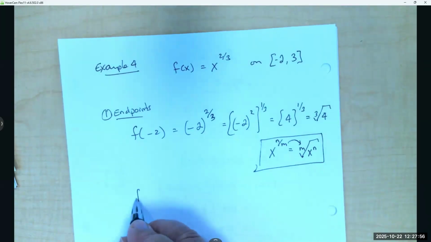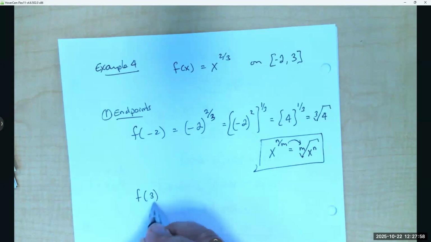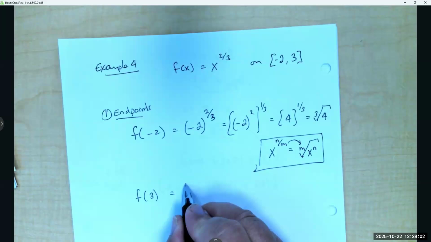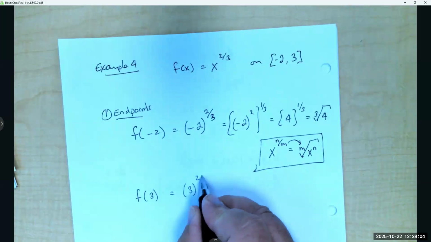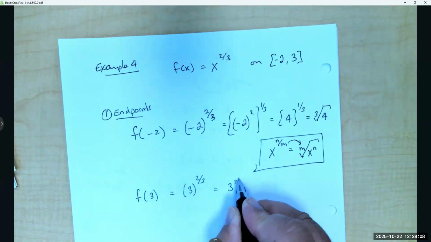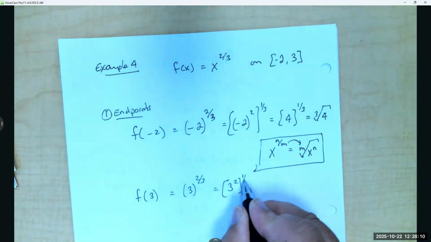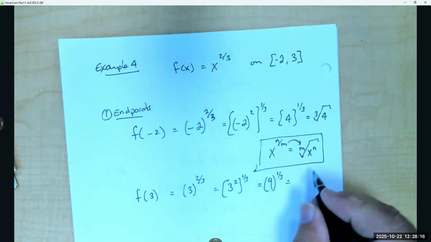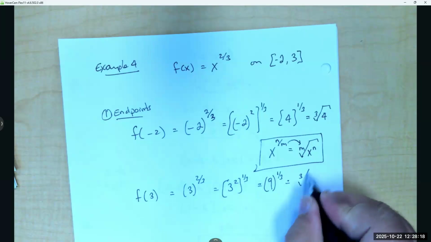The next one is at 3. So we have 3 to the power 2/3, 3 squared to the power 1/3. So it's 9 to the power 1/3, which makes it the cube root of 9.